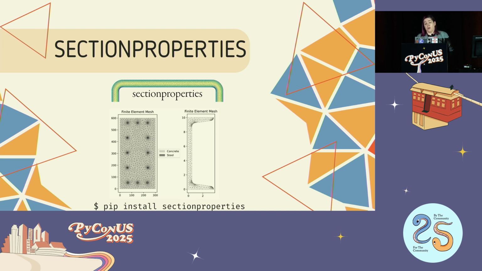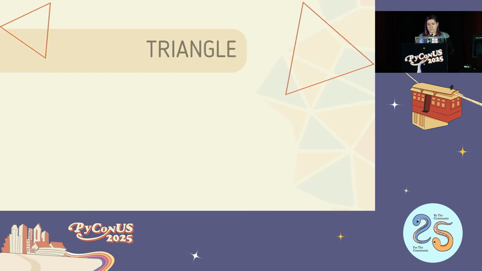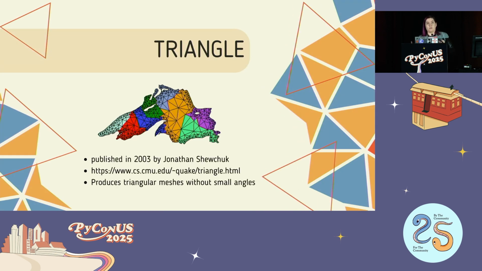This is a library that structural engineers can use, but it has a couple of dependencies, including a triangulation library that's needed to discretize sections to allow users to generate a mesh that you can use for finite element analysis. So what's the underlying library that Section Properties is using? It's called Triangle. It's C code. It was published in the early 2000s.